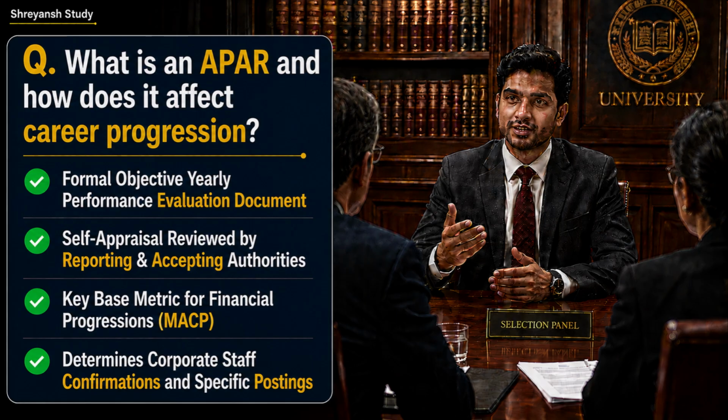Sir, an APAR is a formal, objective, yearly evaluation document used to assess an administrative or academic employee's performance, capability, conduct, and integrity. The process involves self-appraisal by the employee, followed by grading by the reporting officer, review by the reviewing officer, and final acceptance by the accepting authority. It serves as the primary benchmark for clear career progression, confirmations, and postings.